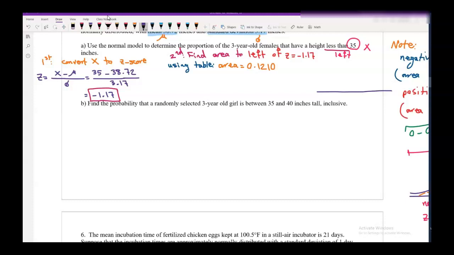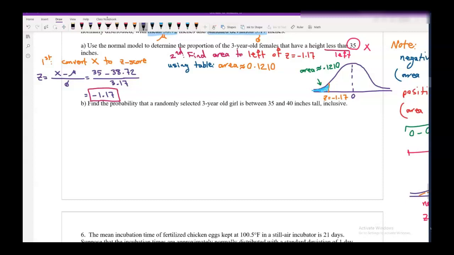Okay, I'll also draw this. In between we have z equal to 0, and what we have here is negative 1.17. We are asked to find the area to the left, which is this part. So the area we got is 0.1210. Since these are rounded, it's better to use approximately equal to instead of exactly equal to.